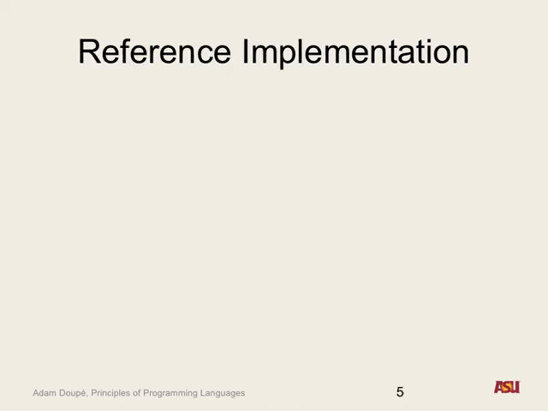Okay. So a reference implementation. The idea here is I give you code, I give you a compiler, an interpreter, and I say, whatever this code does, that's what the C language is. Whatever you give this as input, whatever it does, that's what the C language is.